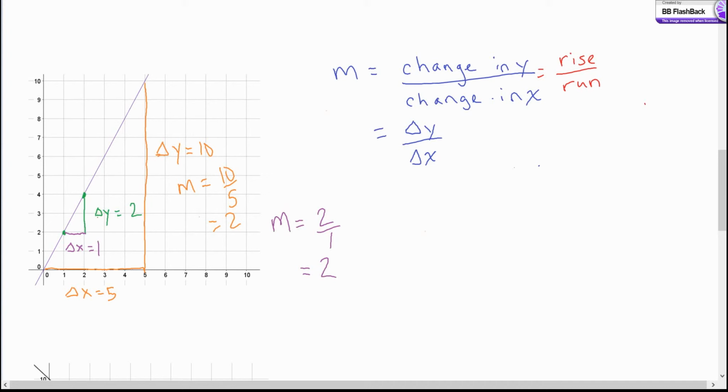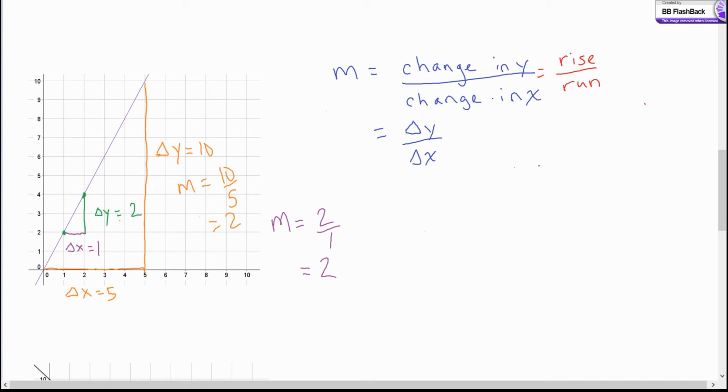Run can be hard to remember. Doesn't seem to make a lot of sense. I like to think about it like you're running along a horizontal surface, just like you are outside in your running shoes. So the run is on a horizontal, it's the x, the change in x, and the rise up and down, like the change in y. So we found the slope.